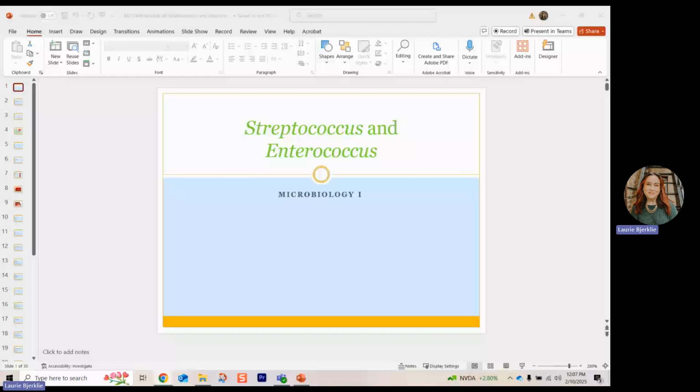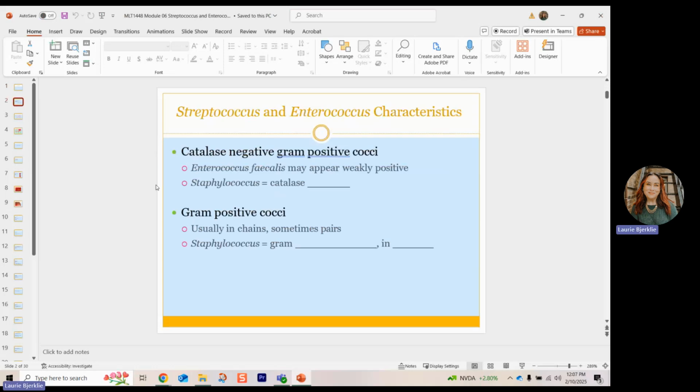Welcome to week 6. So this week we are focusing on the Streptococcus and Enterococcus group of gram-positive cocci. They are gram-positive cocci and they are very much catalase negative. Last week when we discussed Staphylococcus, we learned that catalase is the first test we run after we see we have a gram-positive cocci.